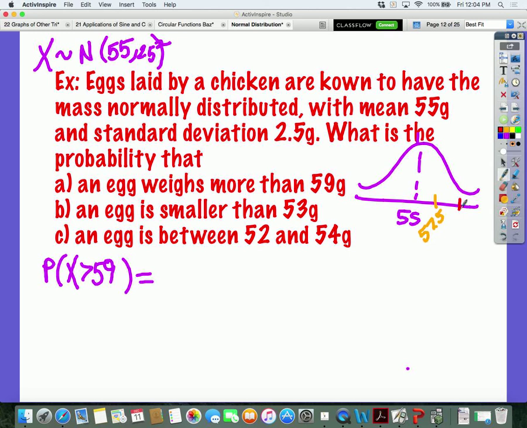57.5. What's 2 standard deviations? So does 59 fall on 1 or 2 standard deviations, like on the bar? If it doesn't fall on the bar, then you can't do this without a calculator. It would have to be. But if it was 57.5, 60, or any of the other ones symmetrical on the other side, you would have to use a calculator.